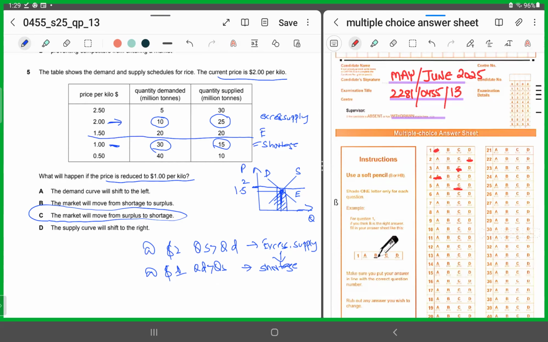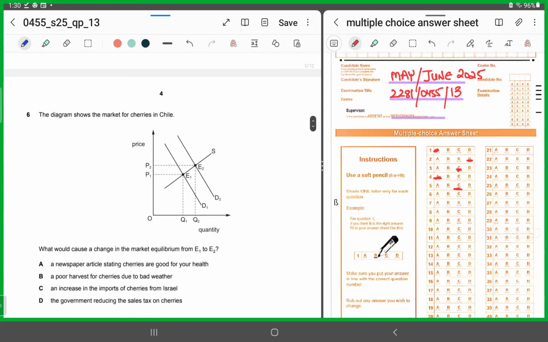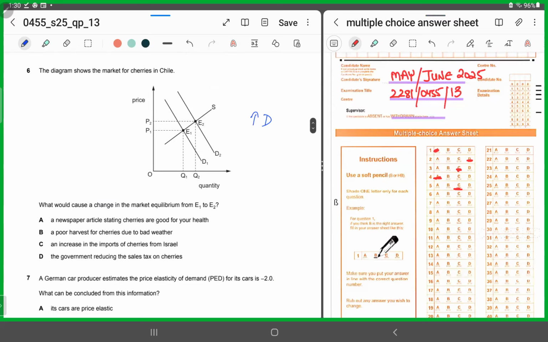MCQ number 6 is displaying the market for cherries in Chile. The vertical axis is displaying the price, the horizontal axis is displaying the quantity, and there has been a shift in the demand curve towards the right, which means there is an increase in demand. Now, why would there be an increase in demand for cherries? They are asking why the demand curve shifted.